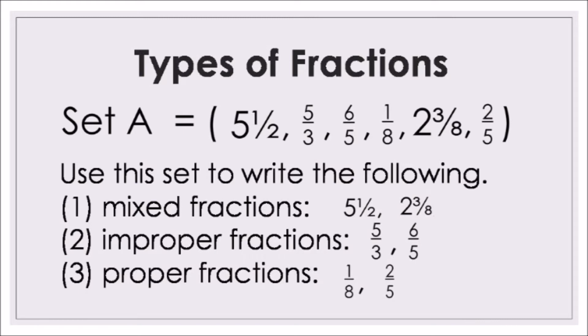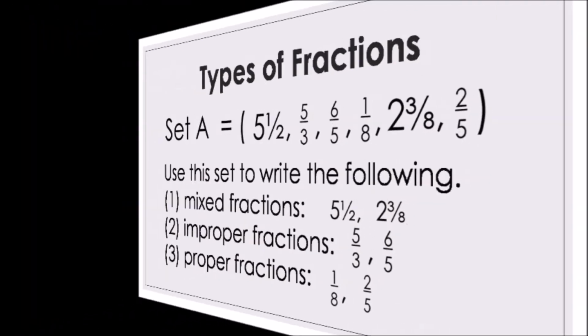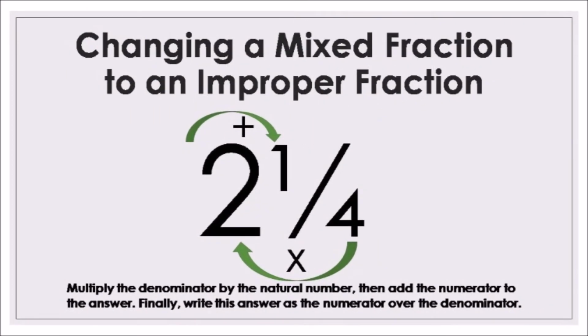Okay, hope you got all of those correct. If not, go back over until you can get those correct. Now we move on to something else. Changing a mixed fraction to an improper fraction. The mixed fraction you have to change is 2 1/4. Multiply the denominator by the natural number, then add the numerator to the answer. Finally, write this answer as the numerator over the denominator.